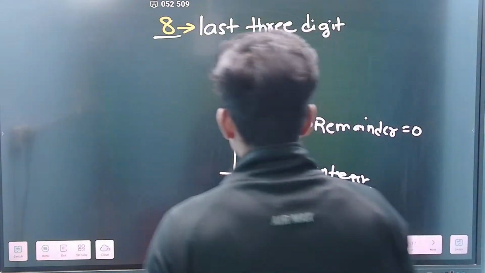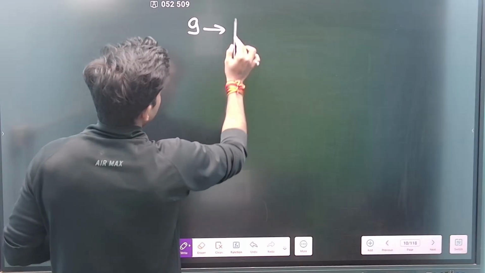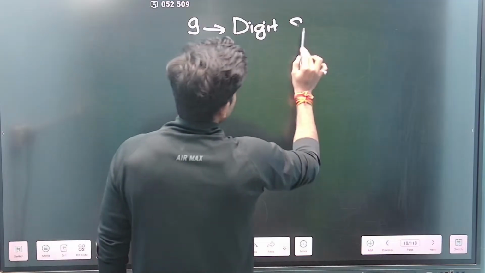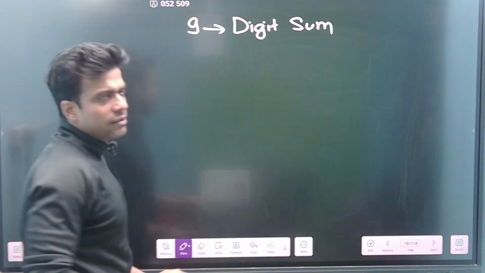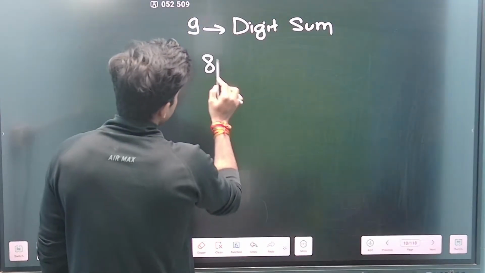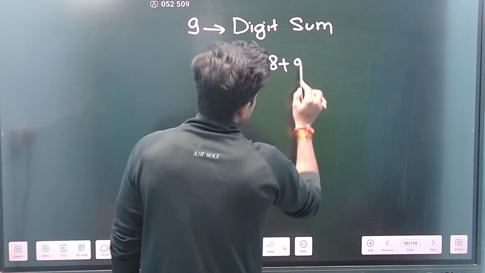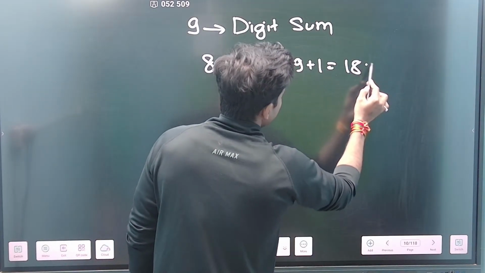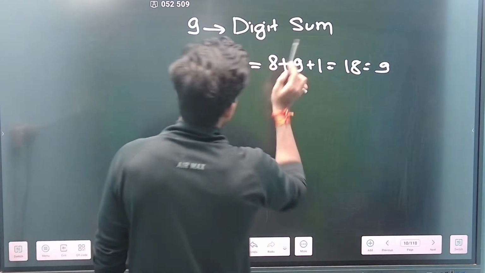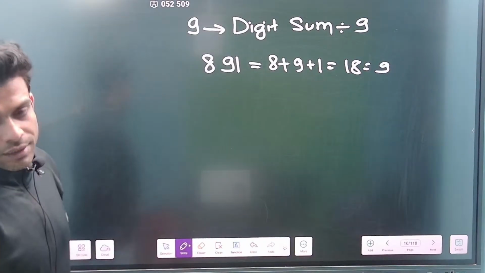Correct. Now let's come to 9. For 9 also there is a rule called digit sum. Digit sum means, see, 9 is a very unique number in the number system. If I take a number like 891 and sum its digits, 8 plus 9 plus 1 becomes 18, and 18 summed up again gives 9. So any number is divisible by 9 if its digit sum is divisible by 9. Correct? I hope this makes sense to everyone.